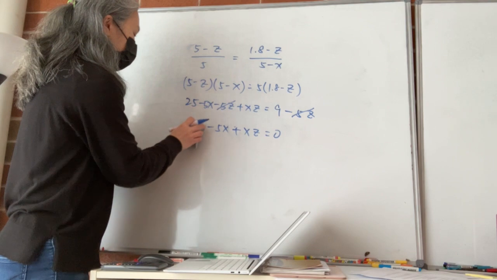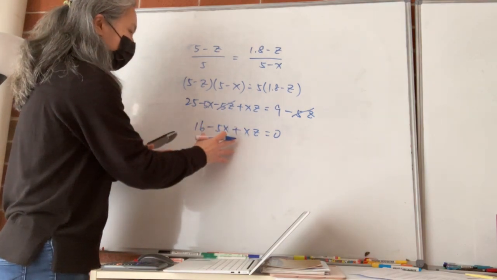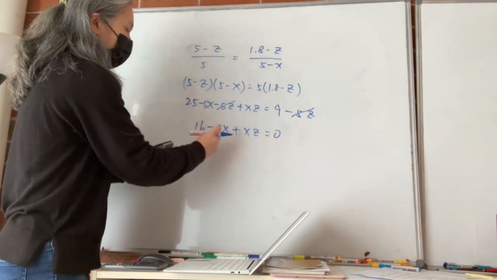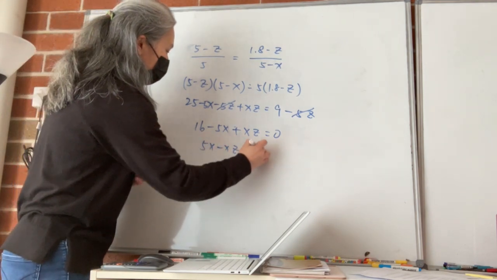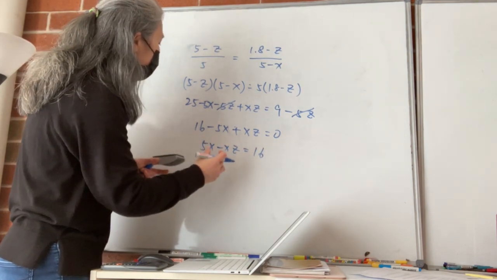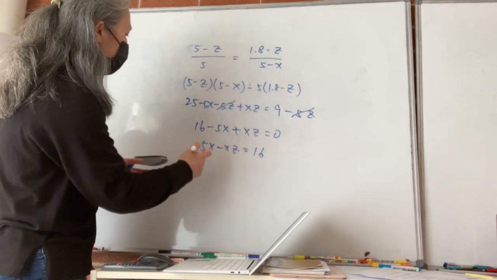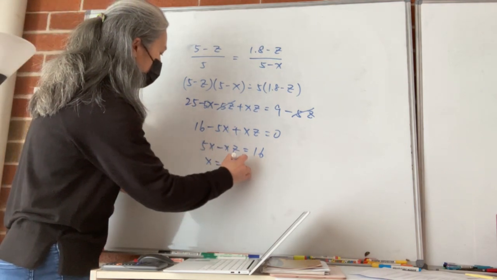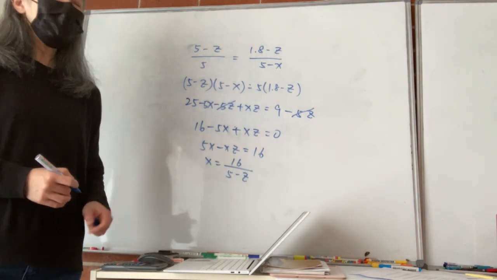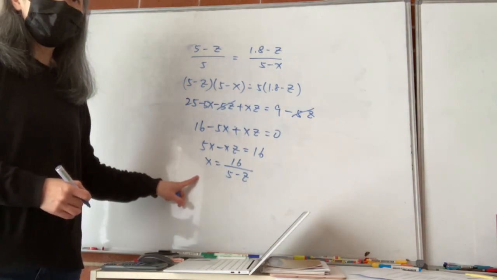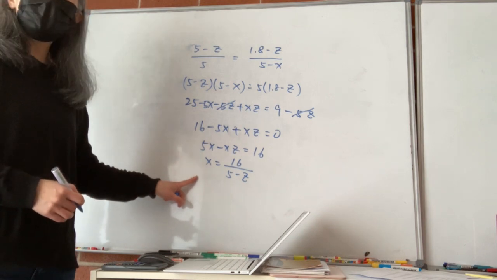If you make x the subject, you can factorize the x out. So you have 5x minus xz equal to 16 here, and then x equal to 16 over 5 minus z. You should get the same equation. Do you have the same one, your x?